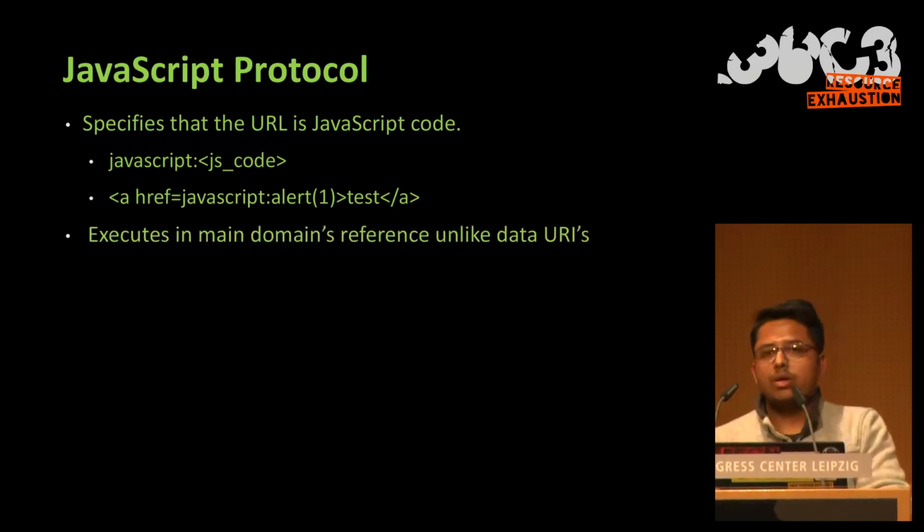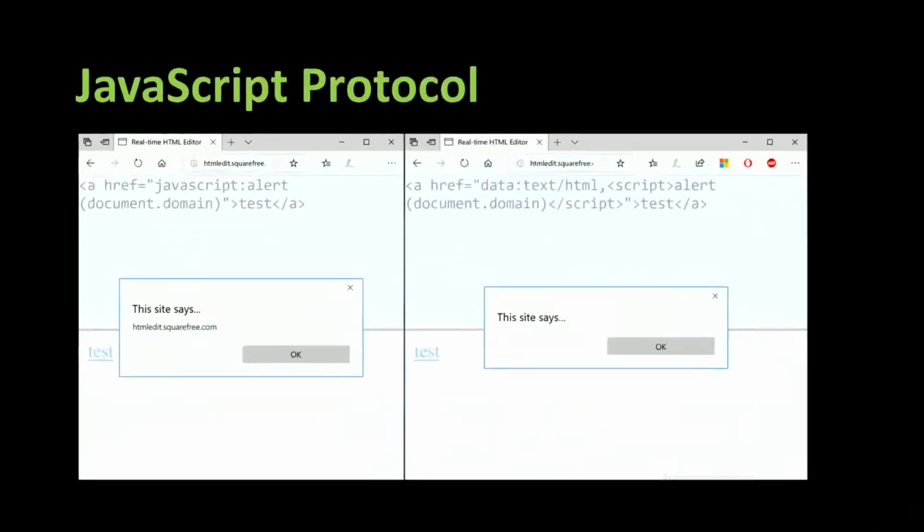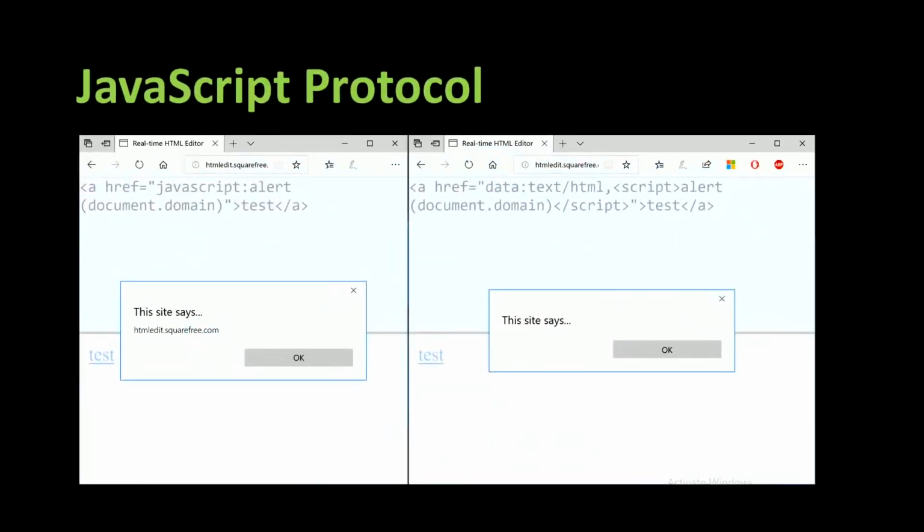The good thing about JavaScript URIs is that they execute in the main domain's reference, unlike data URIs. You can look at the image: we have a JavaScript URI and a data URI that both point to alert(document.domain). The JavaScript URI says I'm on html.squarefree.com, while the data URI says the null domain. Basically, data URIs were supposed to execute in the main domain's reference a couple of years back, but it created a lot of mess with the browsers, so browser vendors decided to execute them in the null domain reference just to make it safe.